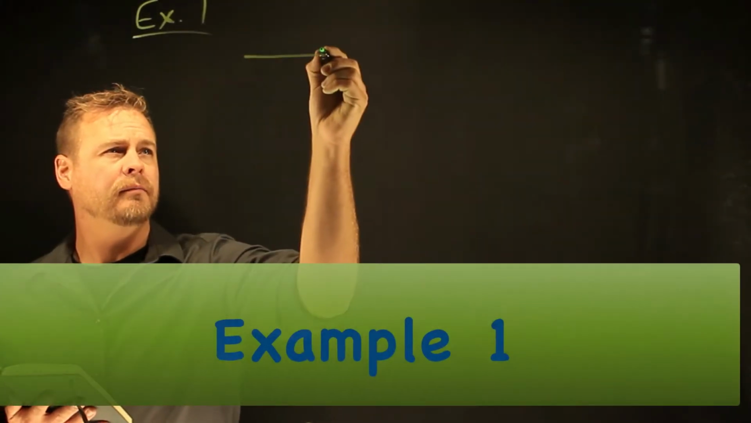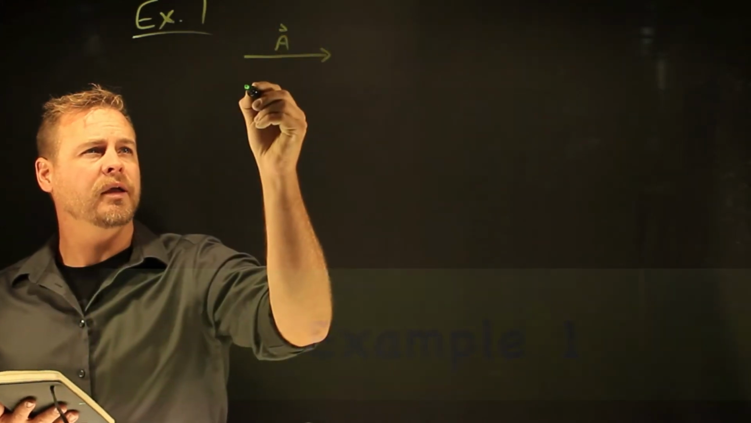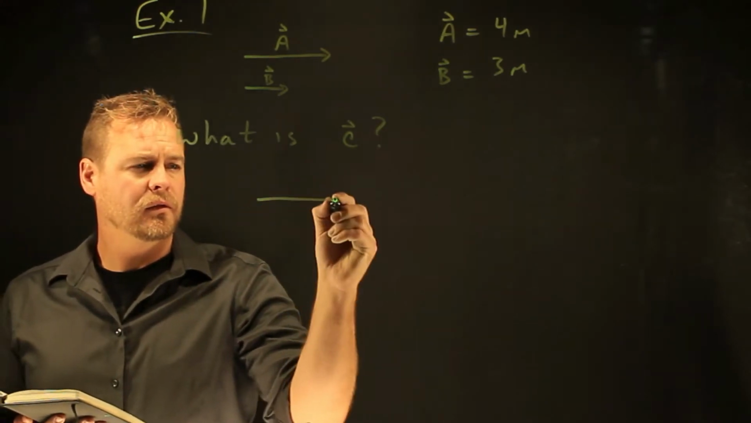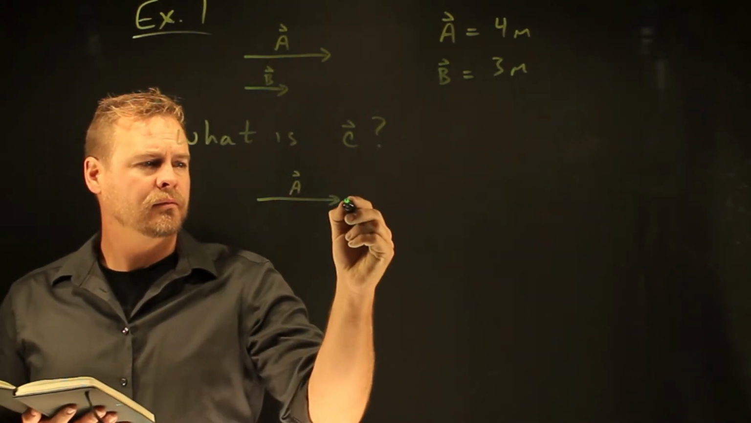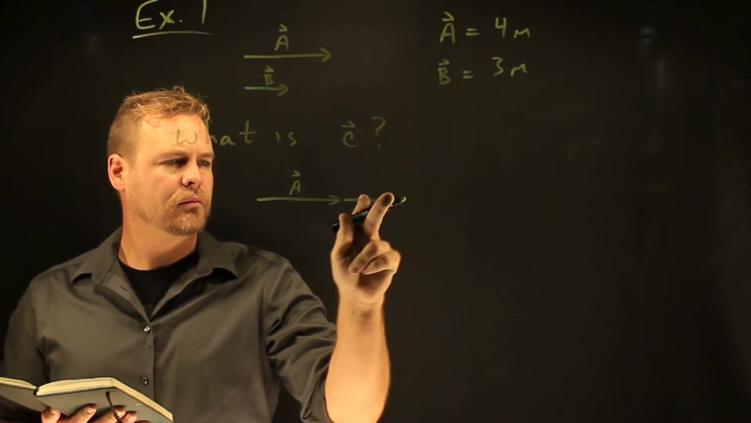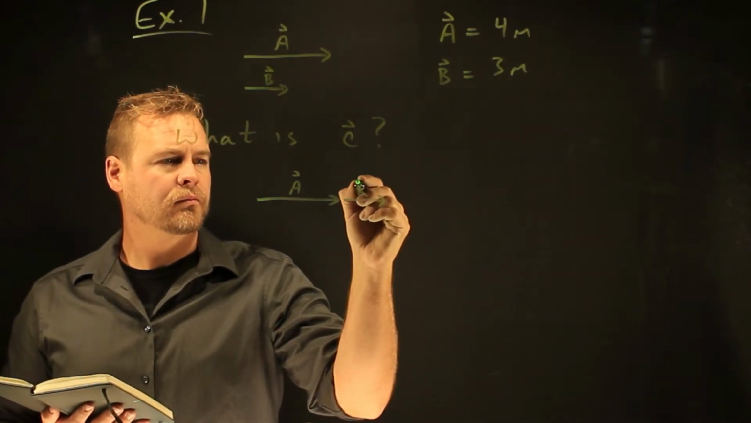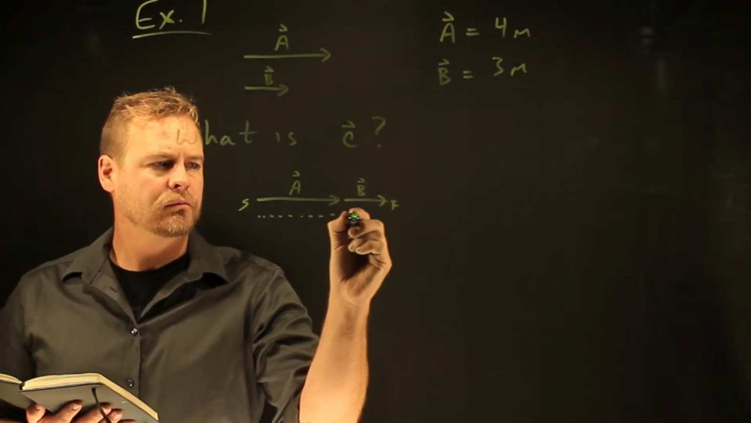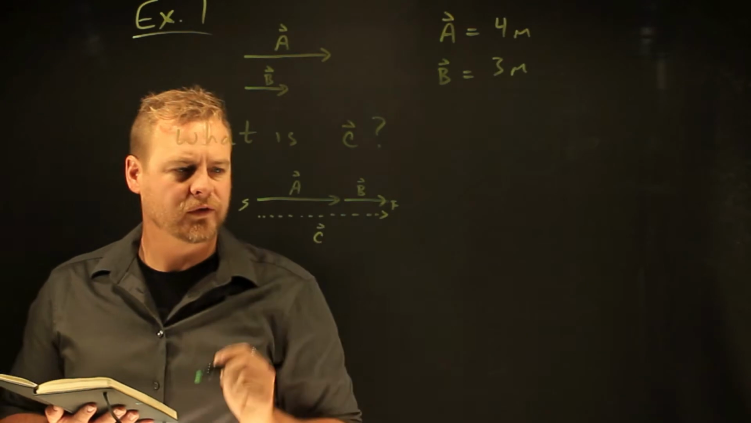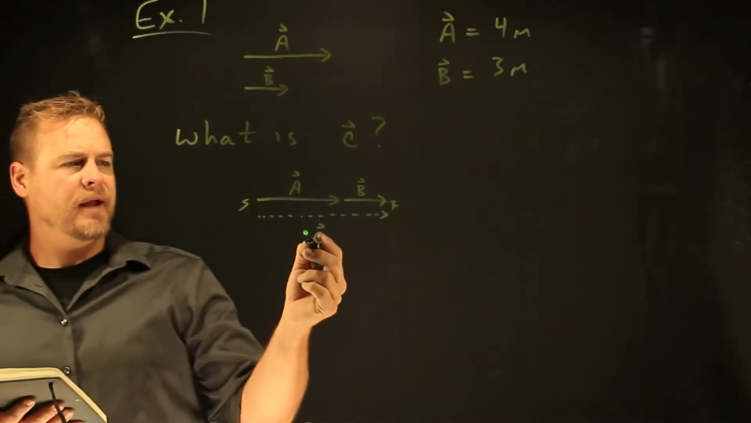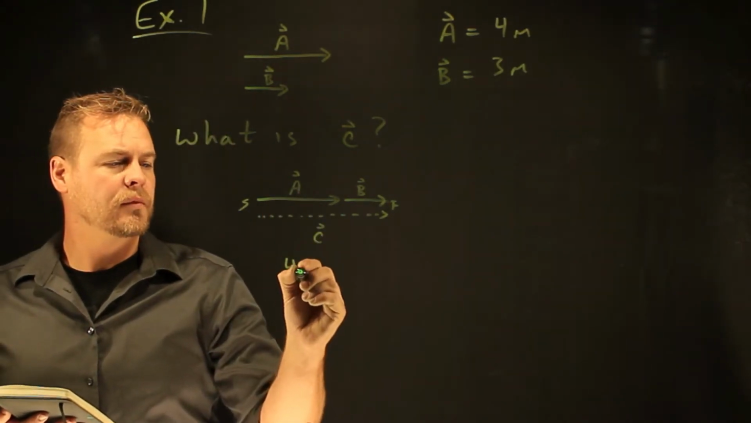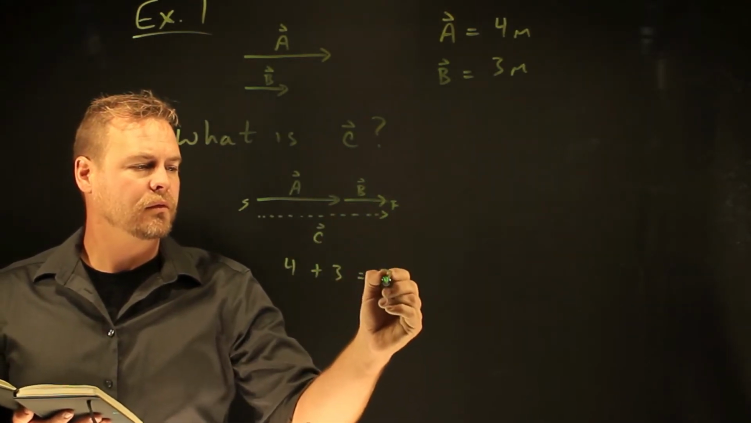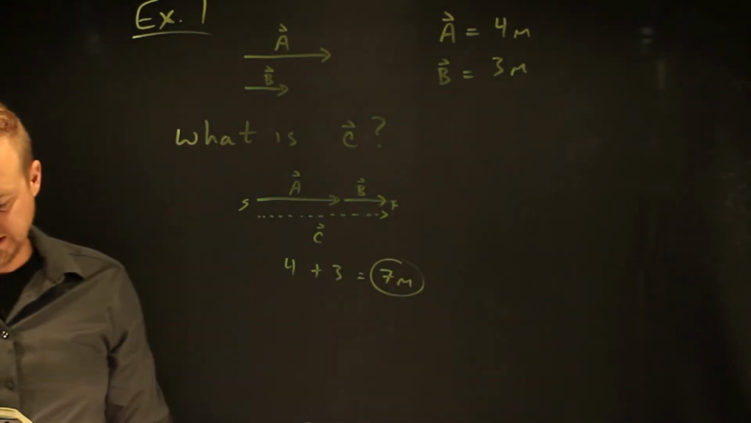If I had vector A and vector B, well, A, B, start, finish, vector C. So mathematically, I had 4 plus 3, it's going to equal 7 meters for vector C.